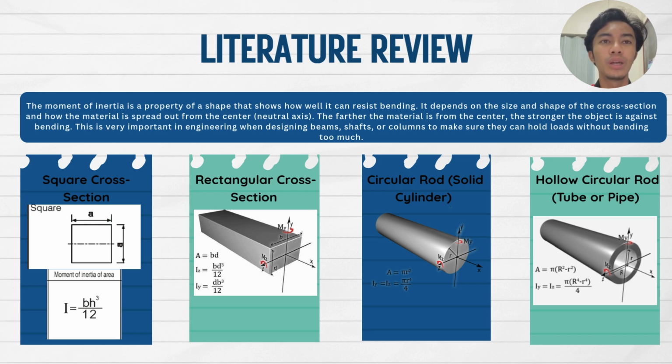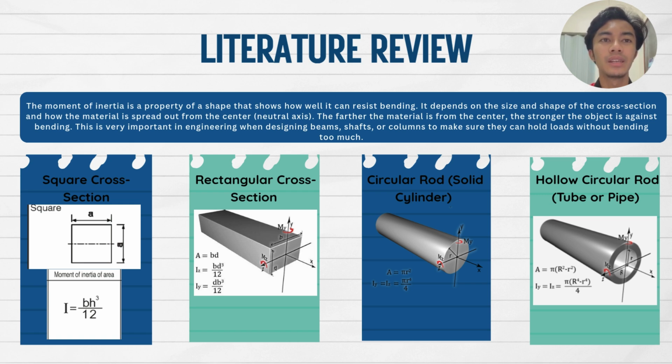First, we have the square cross-section. Its moment of inertia is calculated using the formula I equals b h to the power of 3 divided by 12. For a square, both base b and height h are equal. This shape is relatively simple and symmetric, making it efficient in applications where load is evenly distributed.